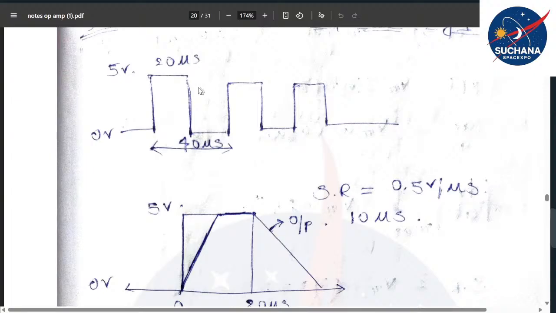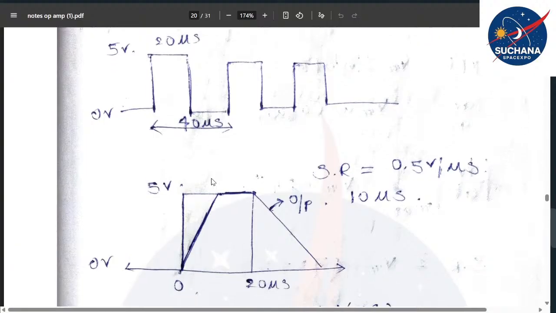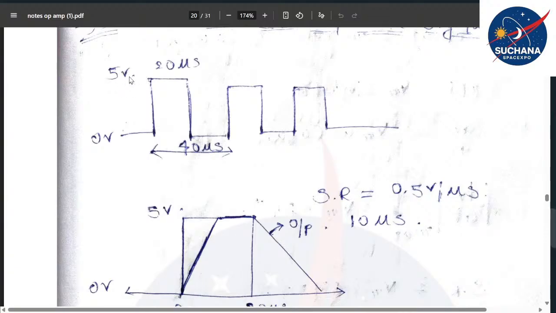Now what you need to do is, the first half of the cycle is called T1 by 2. Okay, the first half cycle, and this is the second half cycle. So first we will check for the first half cycle. This is 20 microseconds, so I'm multiplying this 20 microseconds with the slew rate. So 20 into 0.5. 0.5 means 1 by 2, right? So half of the 20 microseconds is nothing but 10 microseconds. So to reach 5 volt, the particular op amp requires 10 microseconds.